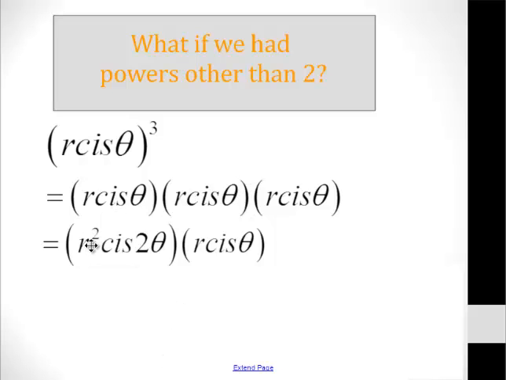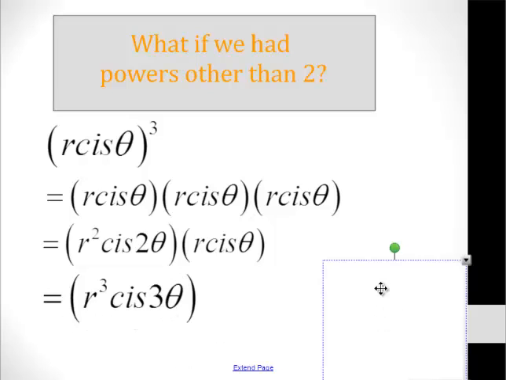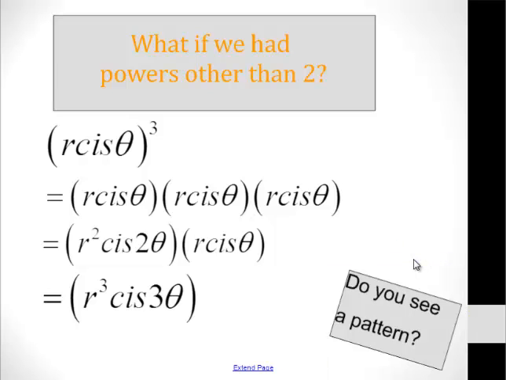Well, now let's do the same thing. Let's take my two radii, r squared and r, and multiply them, and take my 2 theta and add theta. I get r to the third cis 3 theta. So take a look for a second. Do you see a pattern?